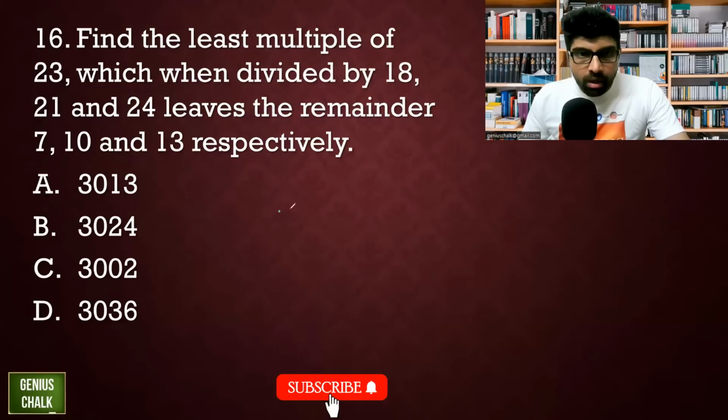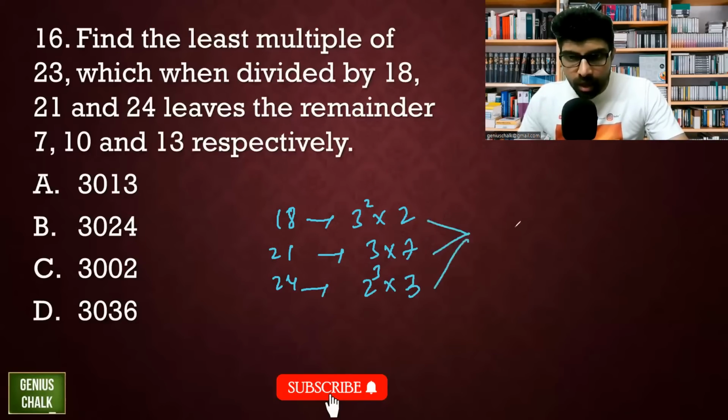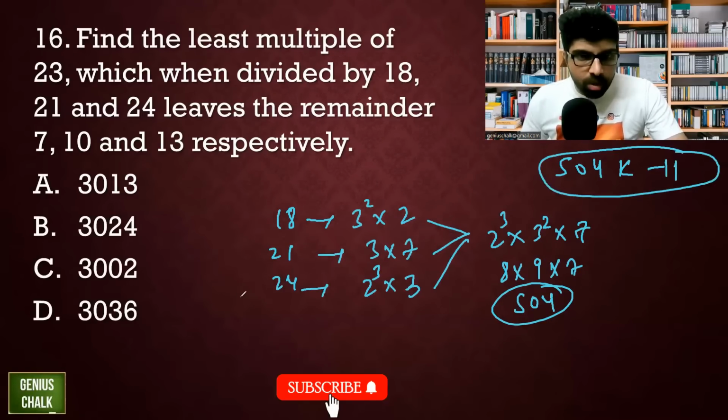18, 21 and 24. 18 is 3 square into 2, 21 is 3 into 7, and 24 is 2 cube, 8 into 3. Now let's take the highest power: 2 to the power 3, 3 square, and 7. So 8 into 9 into 7, that is 504. So the answer must be 504k minus 11. This 11 was the difference between the respective divisors and the remainders.